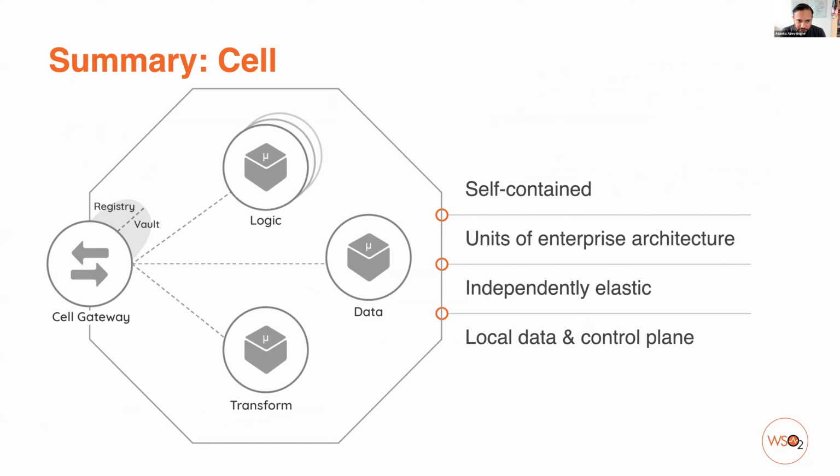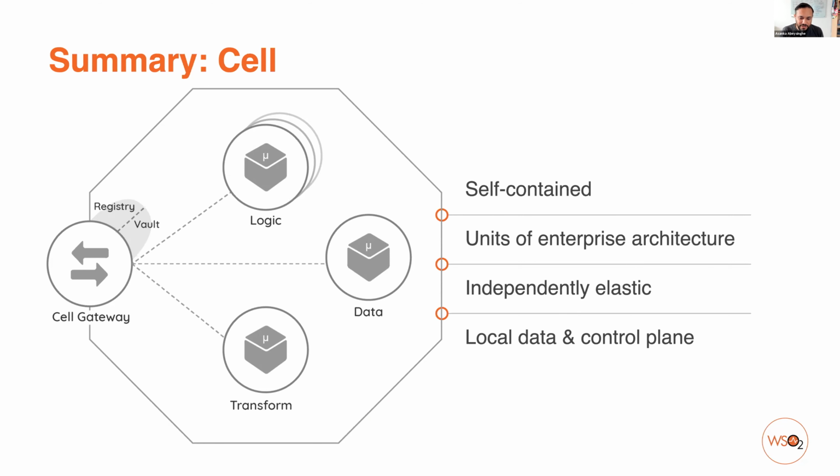Then if you look at the summary of this concept, each and every cell is self-contained, and we treat each and every cell as a unit of enterprise architecture. Each and every cell is independently scalable. You can do scaling at two levels, one at the component level and one at the cell level. And each and every cell contains a local data and control plane.